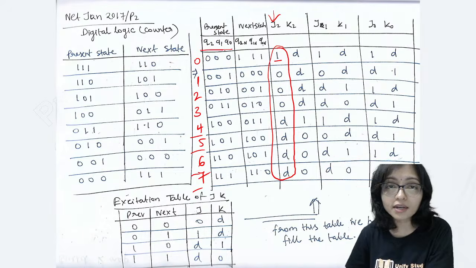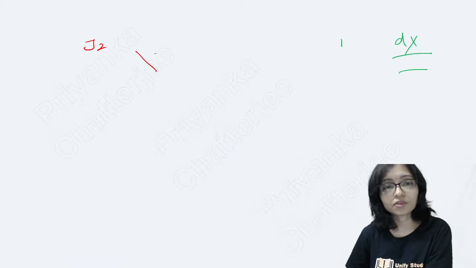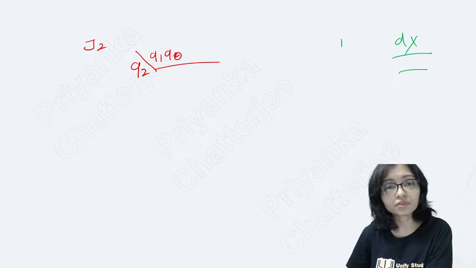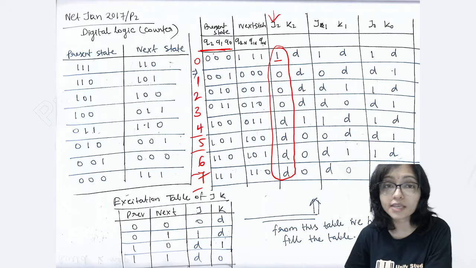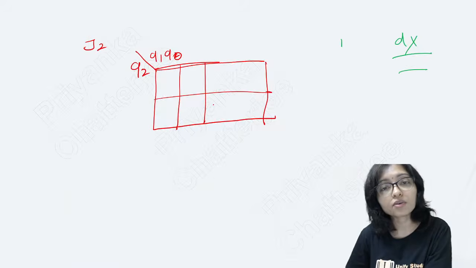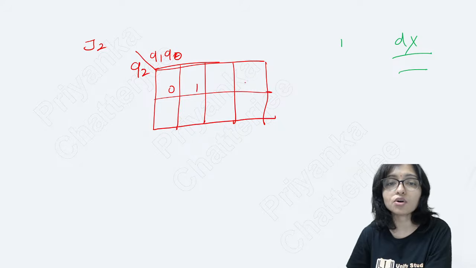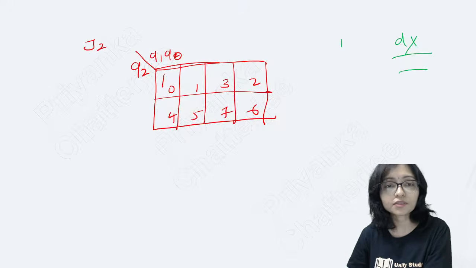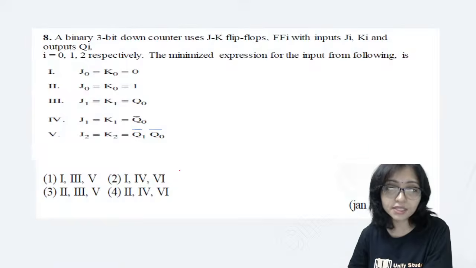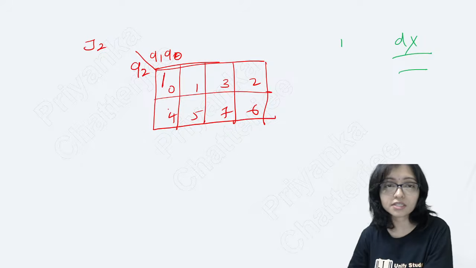The sequence is here Q2, Q1, Q0. So here you have to make Q2, Q1, Q0. This sequence is very important, otherwise your answer will be wrong, because here the sequence is Q2, Q1, Q0, right? So according to this sequence, if I write 0, 1, 2, 3, 4, 5, 6, 7, now it will be correct. For 4, 5, 6, 7 it is D, D, D, D.